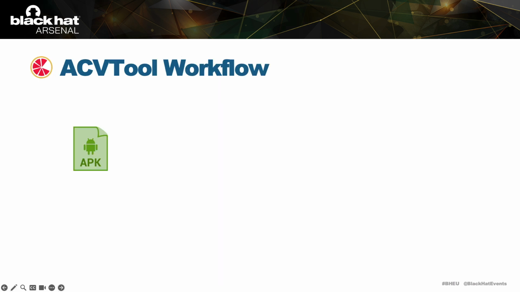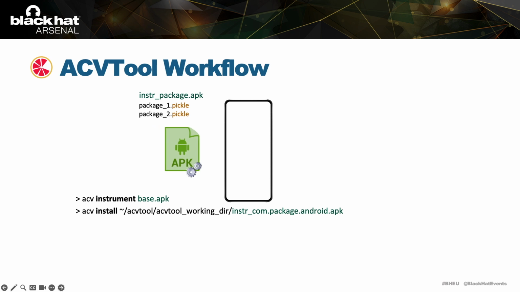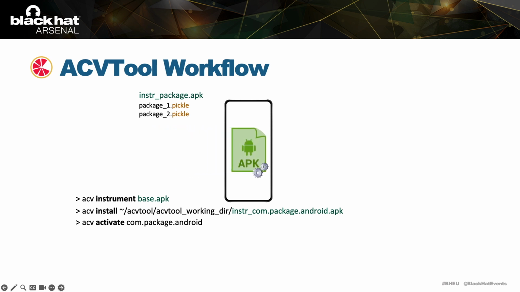To start using ACVTool, we take the base APK file. We run ACV instrument command to instrument the app. As an output, we receive the instrumented application package and the serialized code trees of the corresponding Dex files. Now we can install the app and run ACV activate to give required permissions. We are ready to launch and test the app.